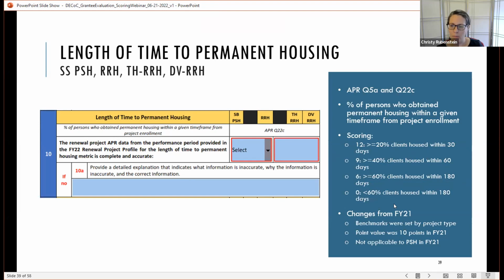So, again, just be aware that this one looks a little bit different in terms of scoring. So you might want to spend a little time figuring out if you think you're going to get points there.